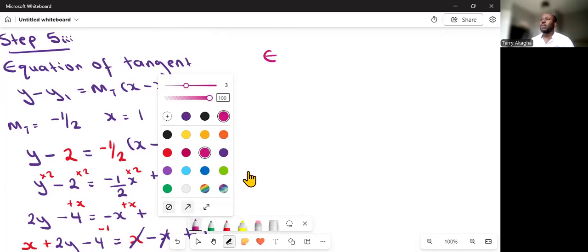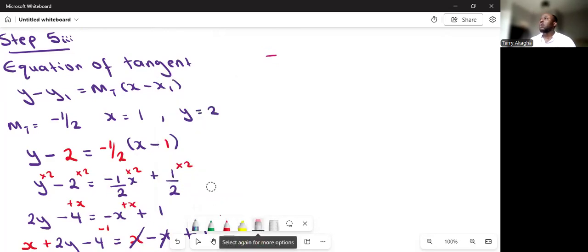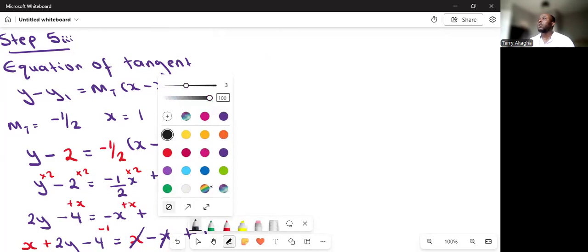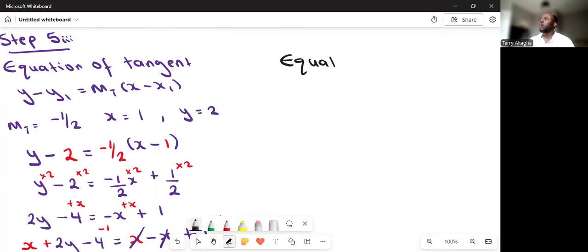Let me use something. Let's see. Right, let me use a black pen then. So I want to write it parallel to each other. So now we've done that. So we want to do now the equation of a normal.